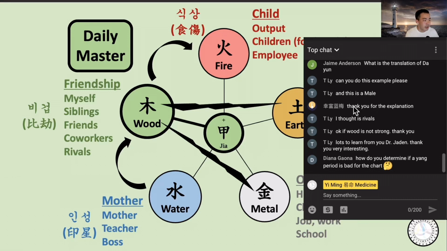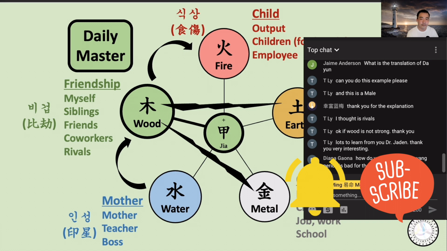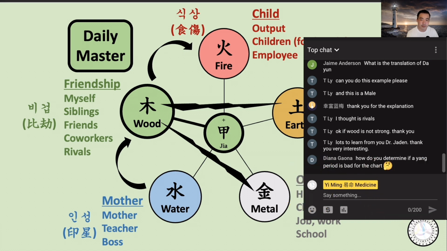How do you determine if a yang period is bad for the chart? There are many videos in my channel that explain that. So if you look at your chart, this is a different aspect as yang stem or yin stem.